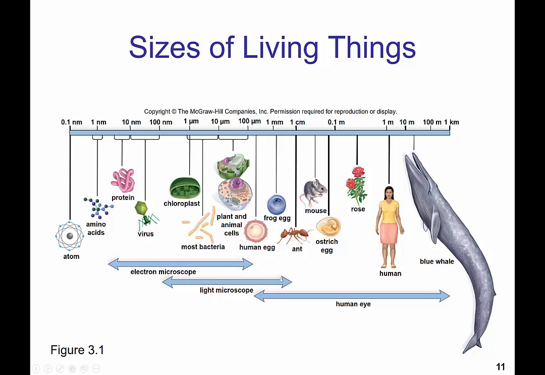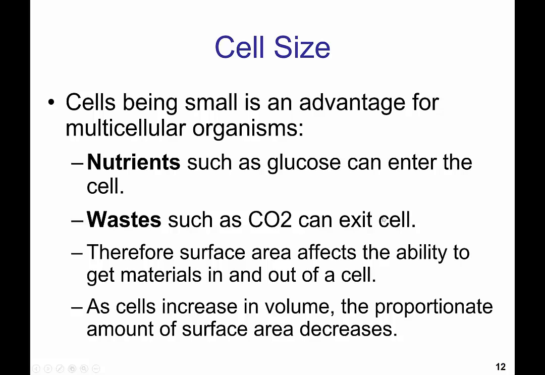If we had our light microscope, larger organelles are what we're going to see first. As we go along, we'll get an idea of what those are. Cells are small for a reason. Being small is an advantage for multicellular organisms such as ourselves that are composed of more than one cell. Nutrients such as glucose can enter the cell, and waste such as carbon dioxide can exit the cell.